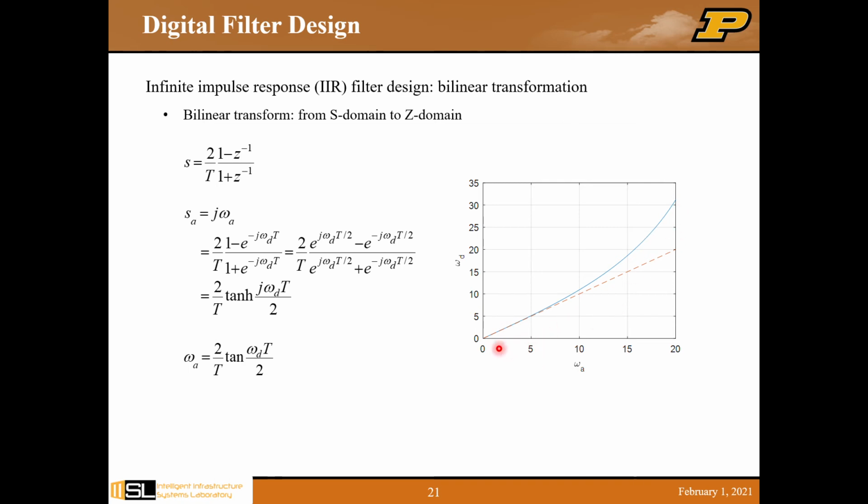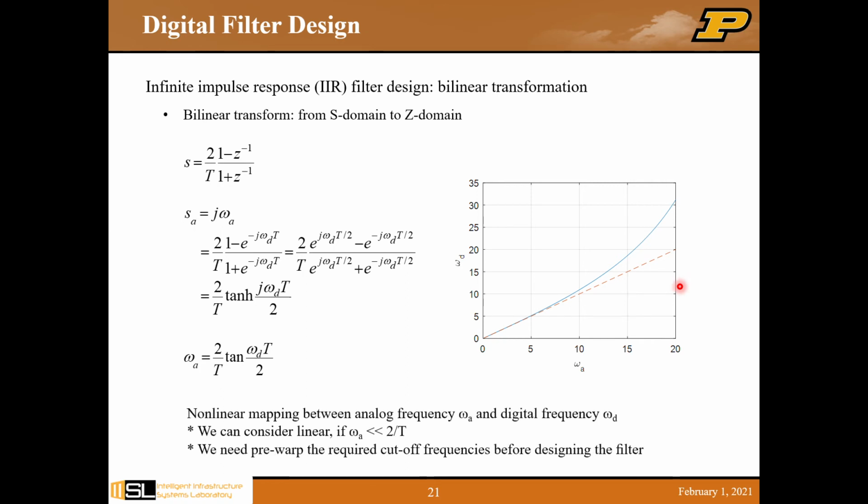Okay, so if omega a or omega d is smaller, then we can assume that they are identical. But if we have relatively large omega a or omega d, then they are not identical anymore. So in other words, we need to pre-warp the frequency for some points, like the cutoff frequency, attenuation frequency, etc., before we design a filter.